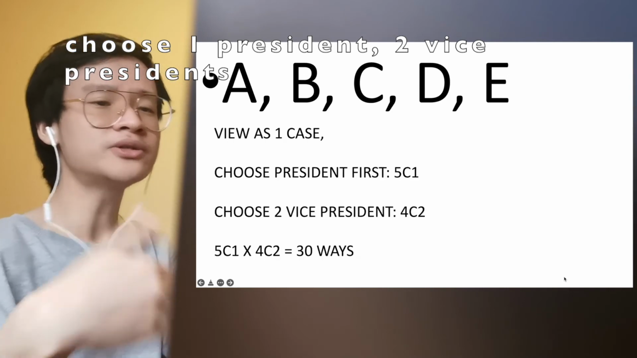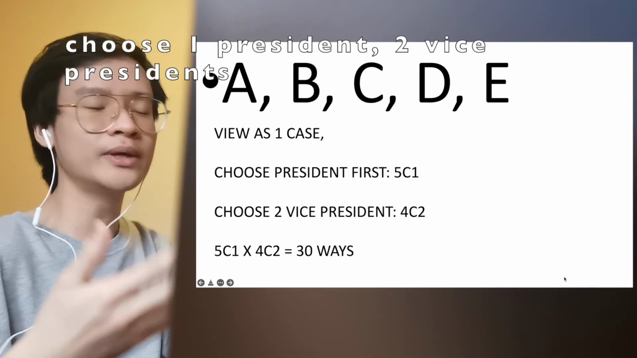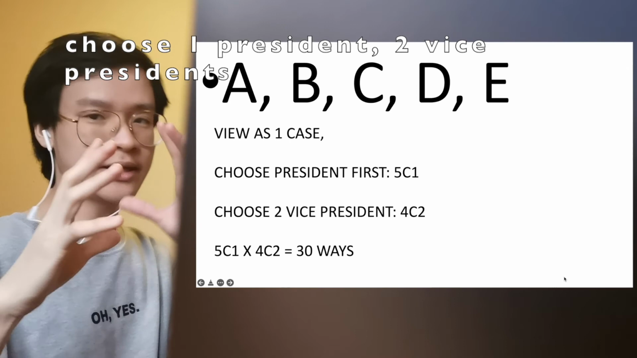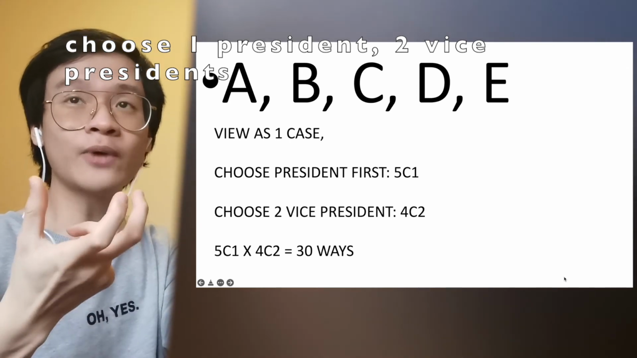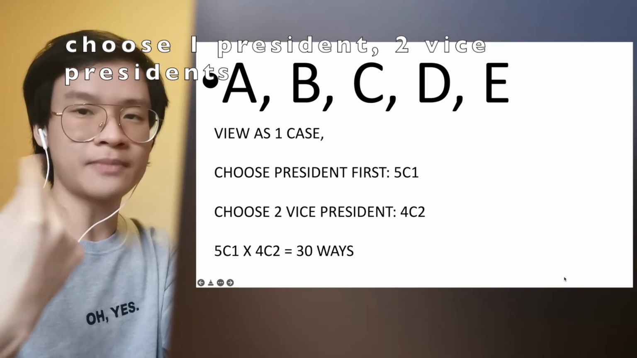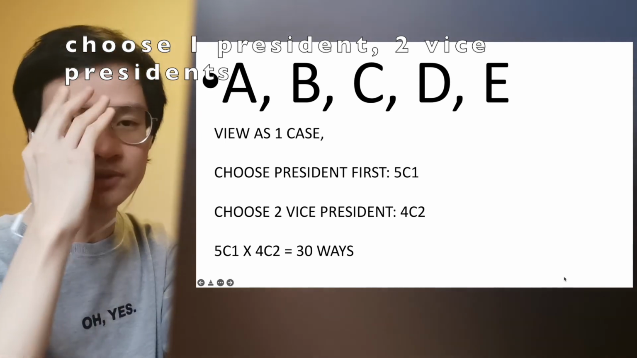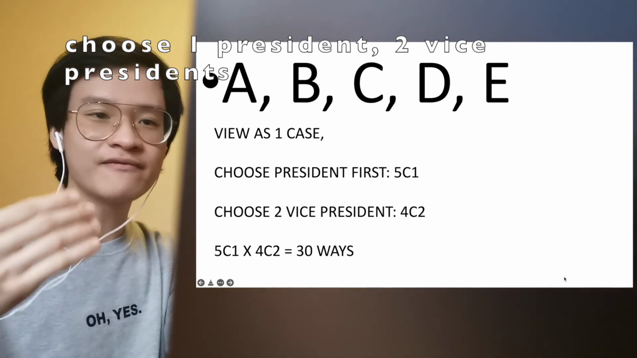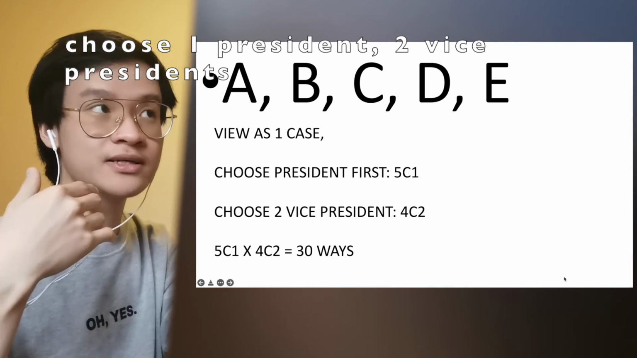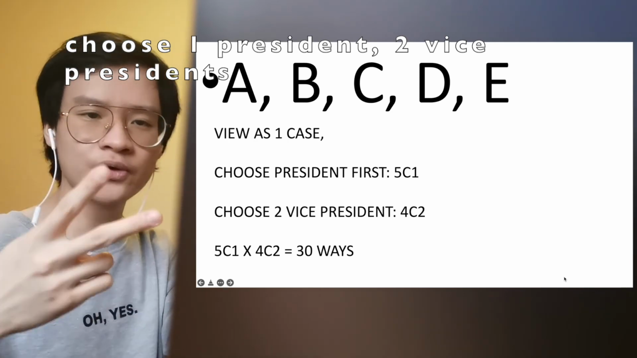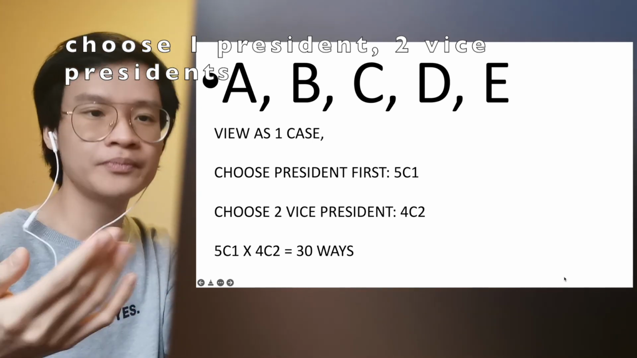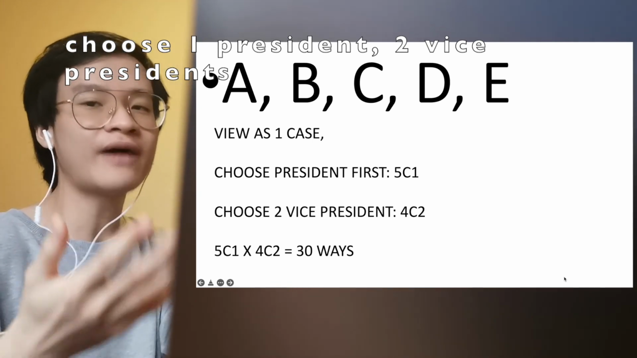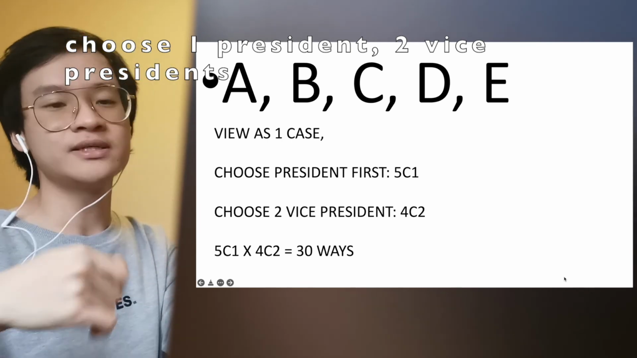Now, the more straightforward way of doing this is by looking at the whole thing as one case. Since we are dealing with one case, we just multiply everything together. First, we choose the president, which is 5C1, essentially. This gives us 5. And then we choose 2 vice presidents out of the remaining 4. Hence, 4C2, this gives us 6. So 5 times 6 gives us 30.